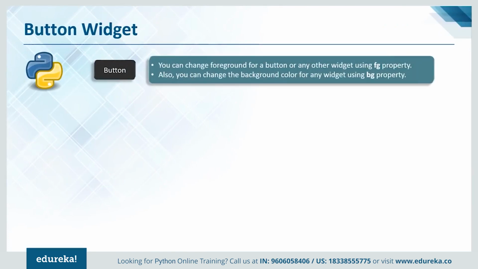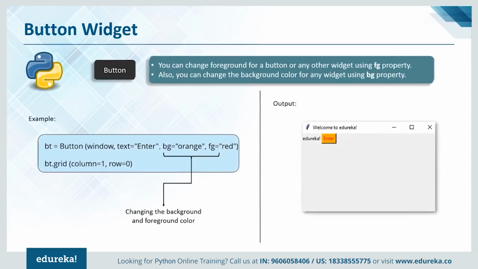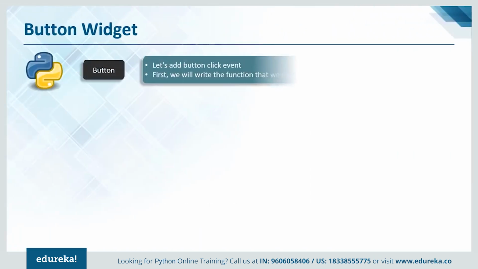We'll be using the parameter FG as shown in the code for foreground, and similarly background color can be changed using the BG property, guys. In this case, our foreground is the text, which is actually red color as defined, and the background is orange as we have set it using the BG parameter. So at this point, we have a clickable button, right?